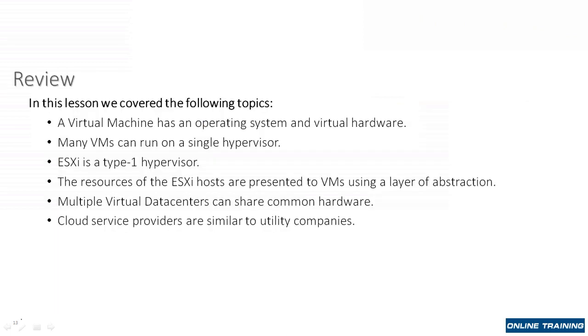All right, so let's review. A virtual machine has a guest operating system. It has virtual hardware. It doesn't actually have any physical hardware that's truly dedicated to it. And many virtual machines can run on a single hypervisor. ESXi is a type 1 hypervisor, and that's our physical server. The resources of that ESXi host are shared across multiple virtual machines, and they're presented to virtual machines using what we call a layer of abstraction.